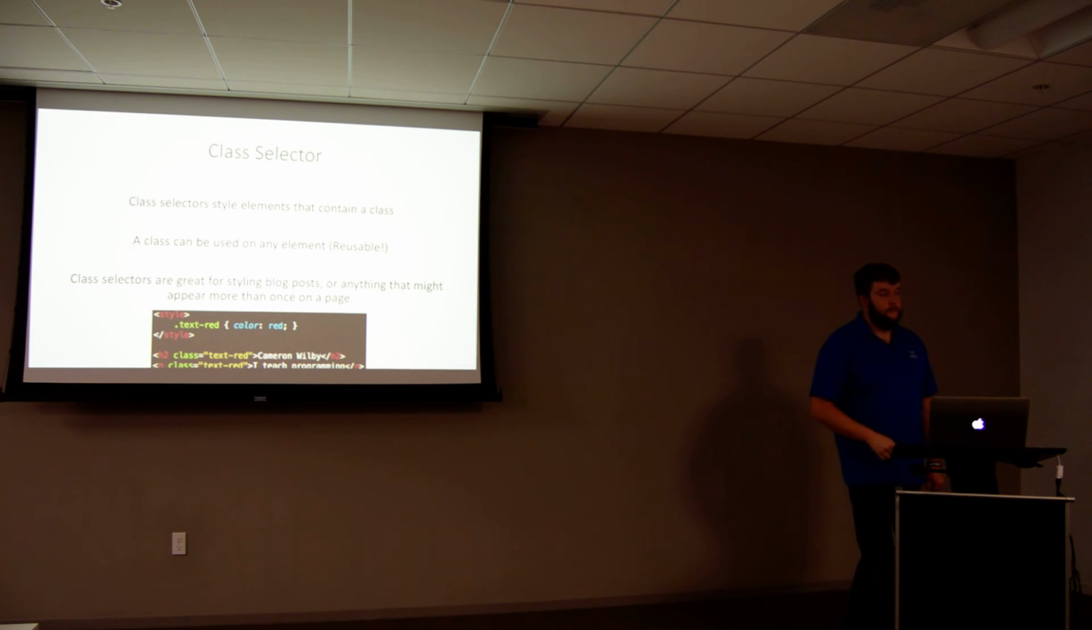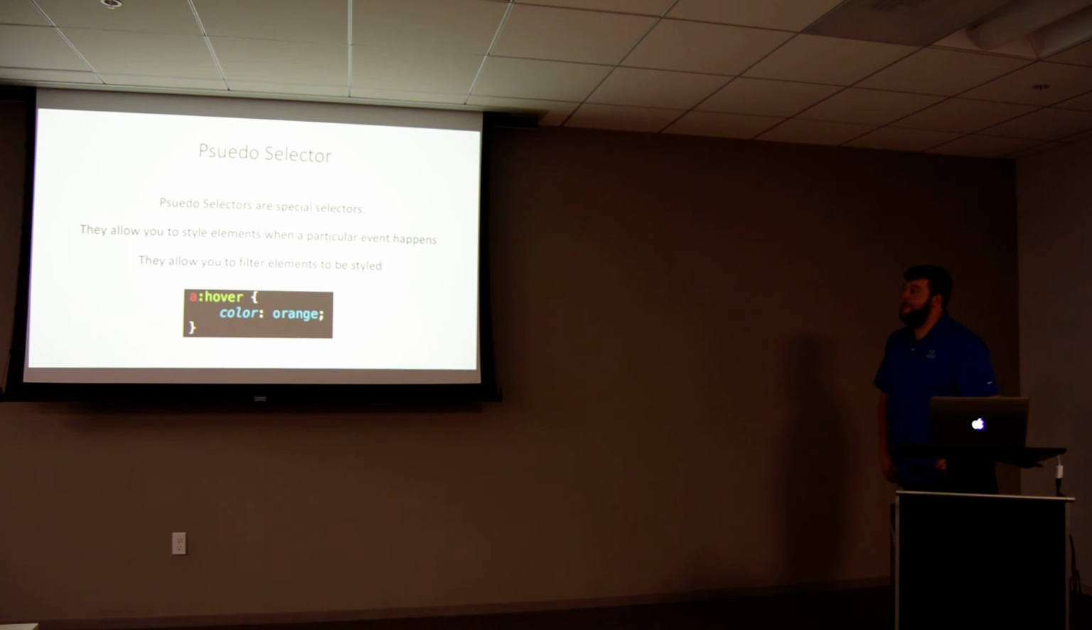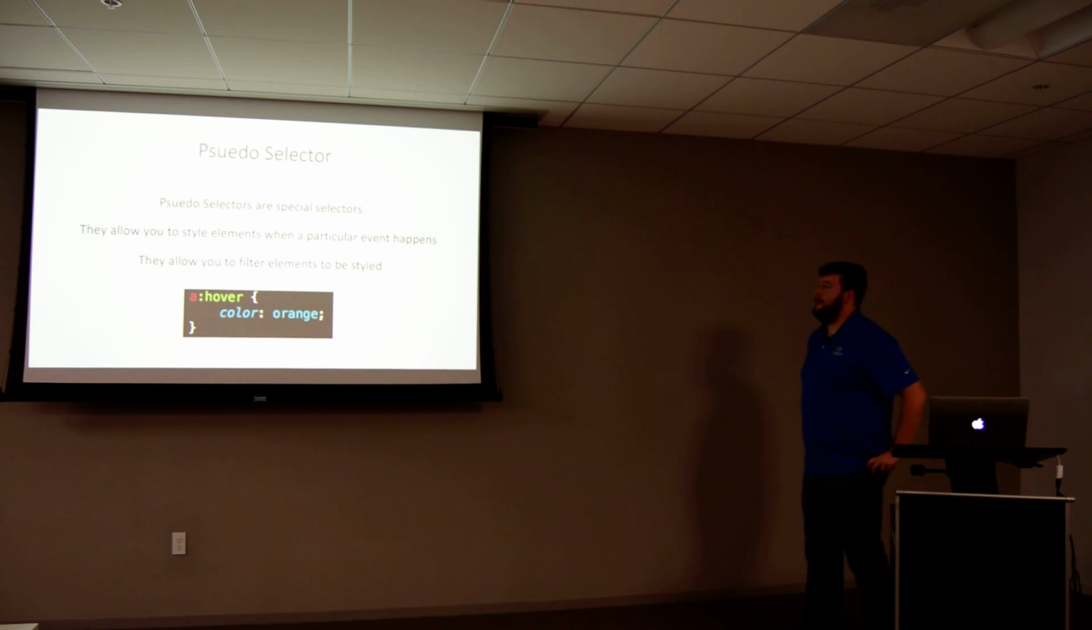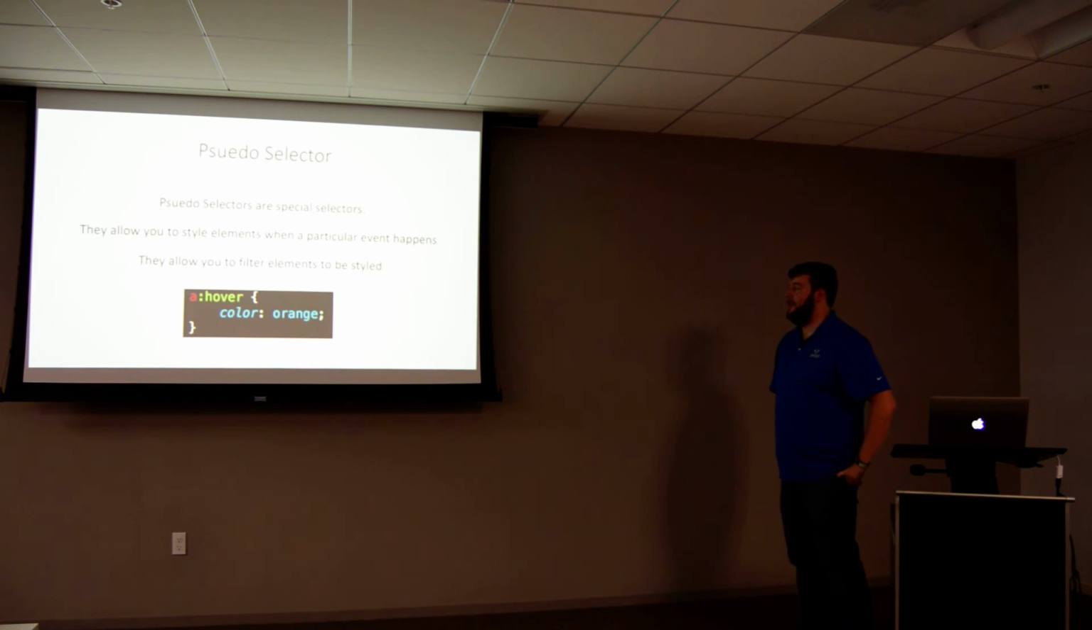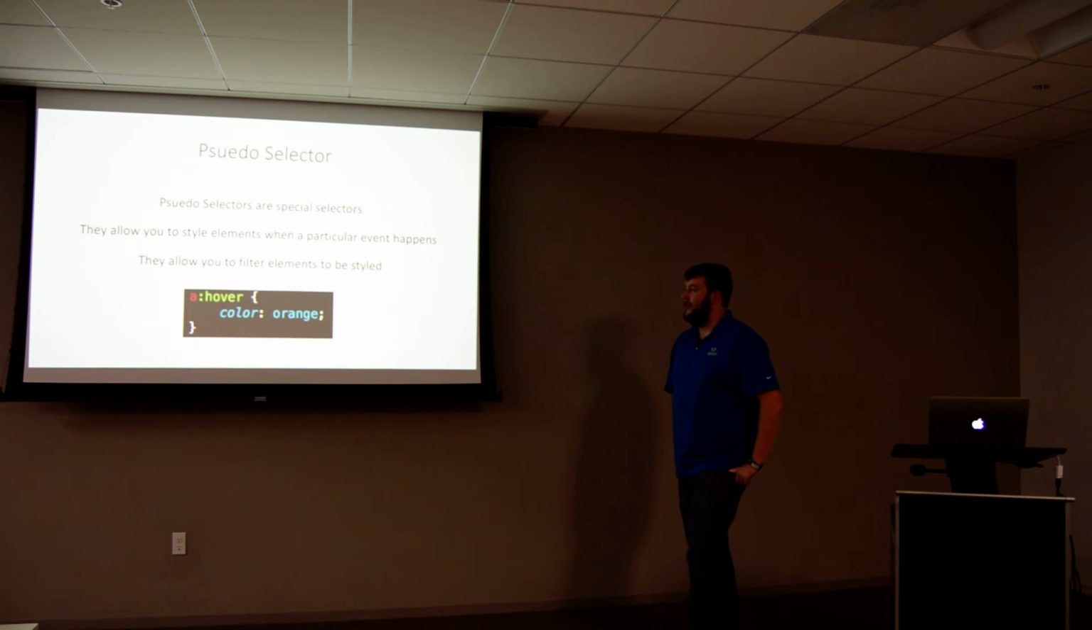And the last one I want to talk about is a pseudo selector. These are special selectors. They allow you to style elements when a particular event happens. So if you've ever gone to a website where they had no CSS, you might see that the A, like an anchor tag or a link, is usually colored one color, and if you hover over it, it doesn't change. It's just always blue, underlined, very old, right?